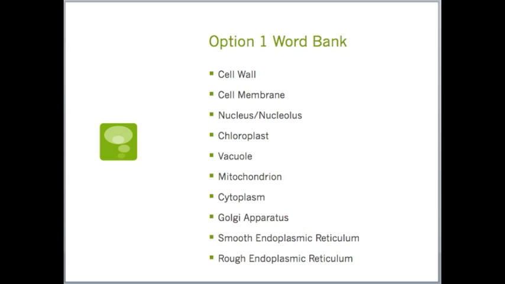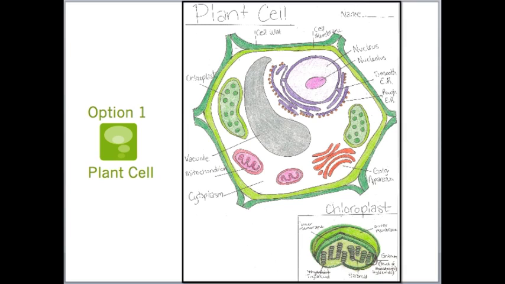If you want to do option 1, here's the word bank for you. These are all of the words that I expect to be labeled on your project. And when you label these on your project, I also expect the lines to look nice and neat and straight. So I used a ruler to connect the part of the drawing to the word describing it. And I would like you to do the same, because I like neat, tidy projects.